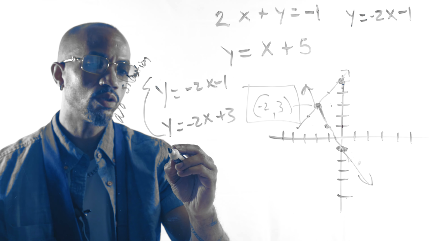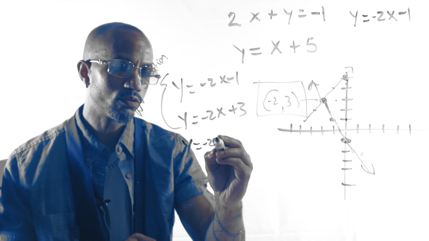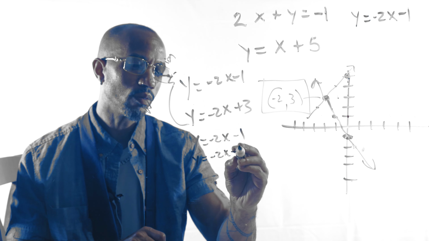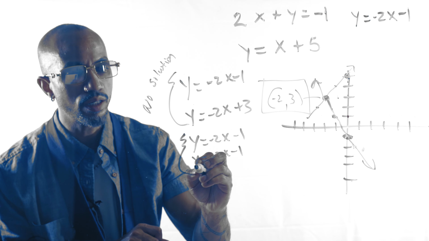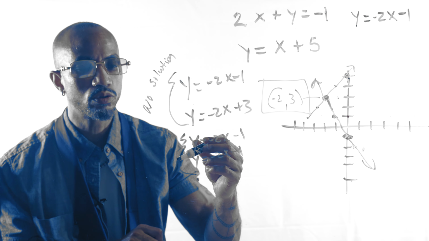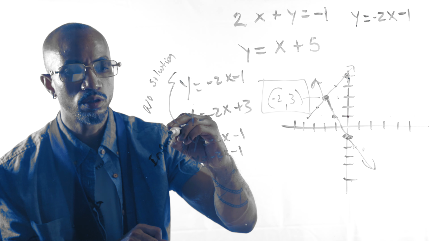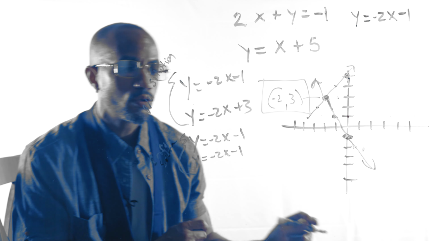The next special situation is, what if you have y equals negative 2x minus 1, and then you have y equals negative 2x minus 1 again. Or maybe it's in standard form. So then you have the same exact line. So when this happens, then our special situation says that we have infinite solutions. Okay? So those are two special situations.